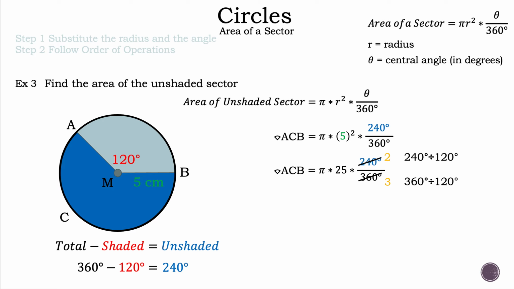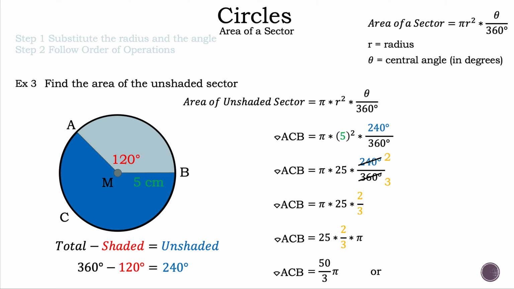And now let's write down what we have so far. We have sector ACB is equal to pi times 25 times 2/3. We can't simplify 25 and 3 because they don't share any factors besides 1. So let's just go ahead and rewrite it so that pi is the last number because pi is irrational. Any irrational numbers go second or last in this case, and real numbers go first. So we need to multiply the 25 and the 2/3, and that is 50 divided by 3 times pi. And now we can go ahead and add our units.